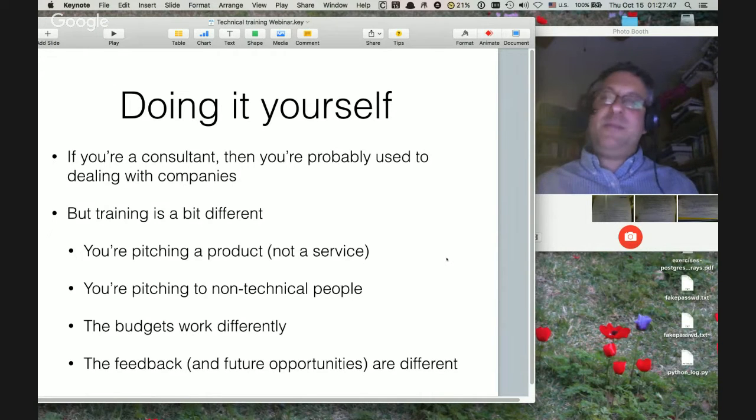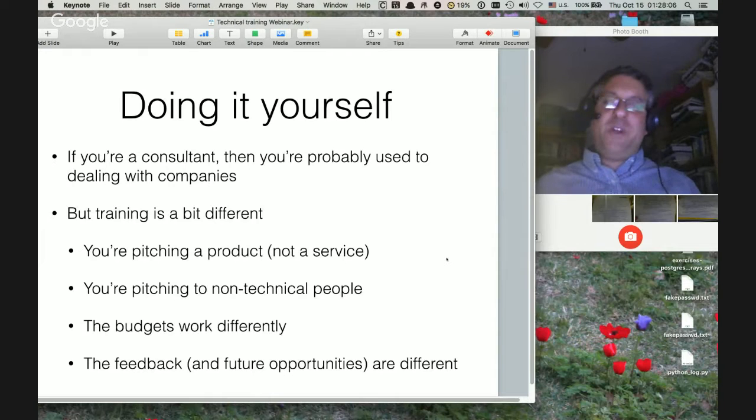You're pitching typically to non-technical people. So if you're a consultant, typically, I mean, not always, you'll often go and pitch to the CEO, but then you need to sort of get vetted by the CTO or by the developers, and you're dealing with the technical people day to day. In this case, you're pitching to definitely non-technical people who are the training managers. And again, I'll talk about them in a little bit.